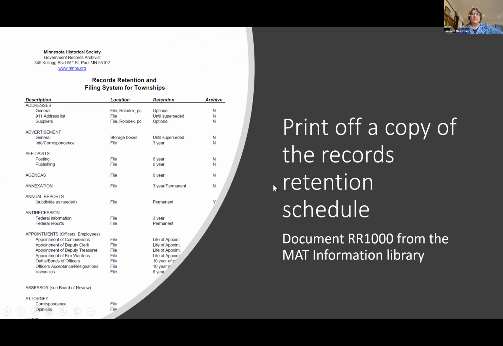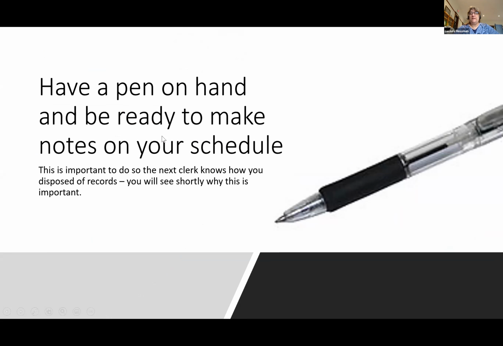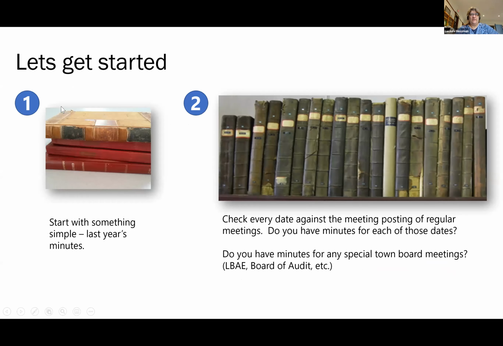So the first thing you're going to do is print off a copy of the records retention schedule. That's document RR 1000 in the MAT information library. Looks kind of like this over here, okay? Once you've got that printed, grab a pen. You're going to need the pen because guess what? When we're moving through this stuff, there's a lot of different things that were real eye-opening to me when I started. And so I'm hoping to help you avoid some of the same scenarios.